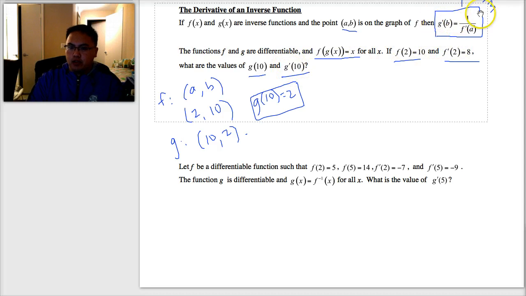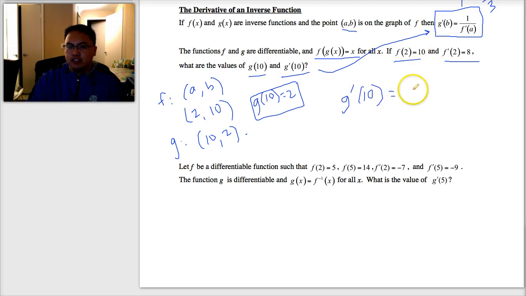So here's my formula. G prime of 10. Well, we said that b is 10, right? So in my formula, I'm going to take this and put it here. I'm looking for g prime of 10. That's the same thing as 1 over f prime of a. And remember, we said a is 2. So all I did is plug the b and the a into the formula.